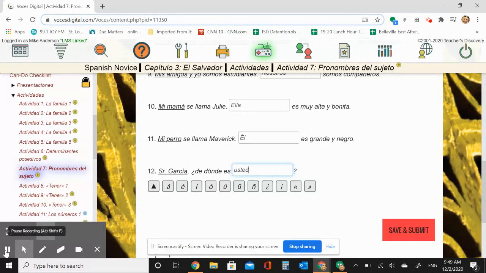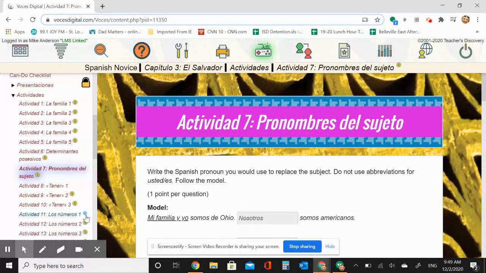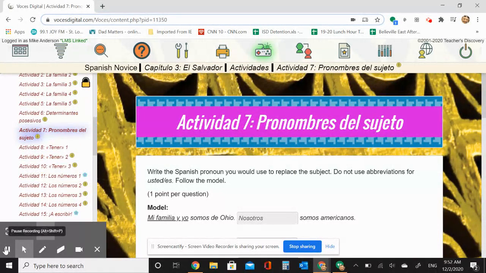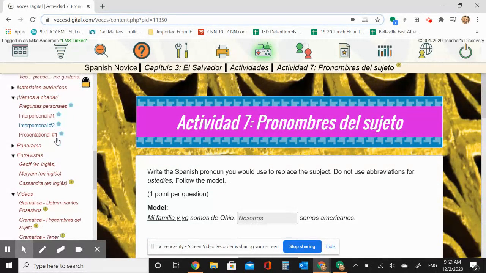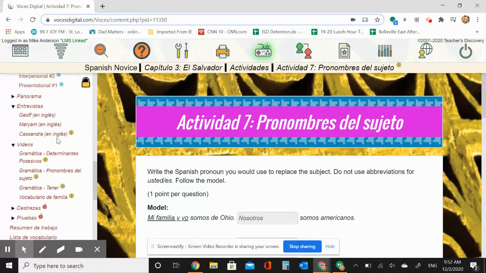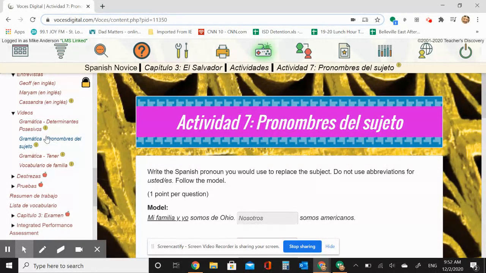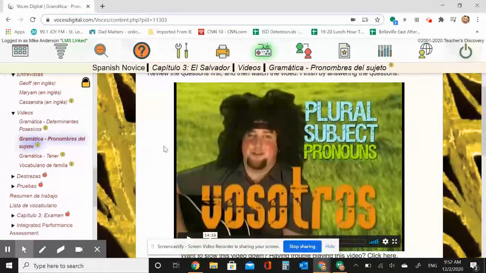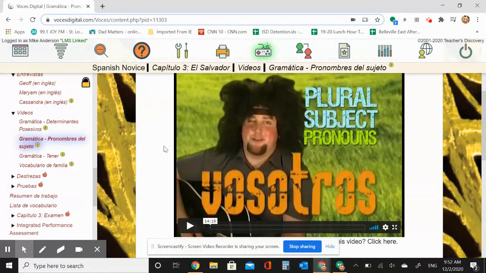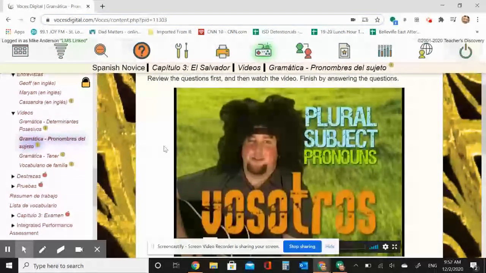So we just checked those answers for this activity 7. Okay, and now it's time to scroll down to the next video. I know, more screen time, but this will be a good review again of the Gramática Pronombres del Sujeto, the subject pronouns. It's some grammar. So this is going to be a little wacky. Trust me, it's definitely not as PC as it probably could be these days.